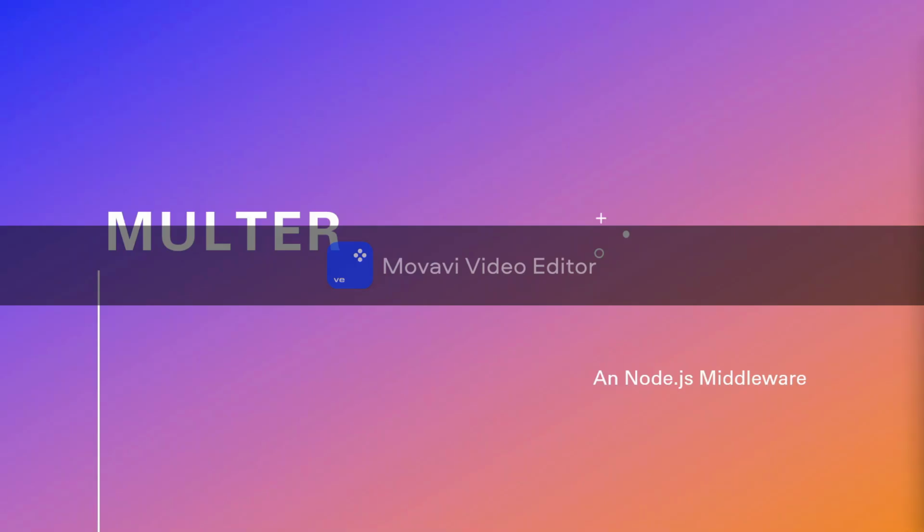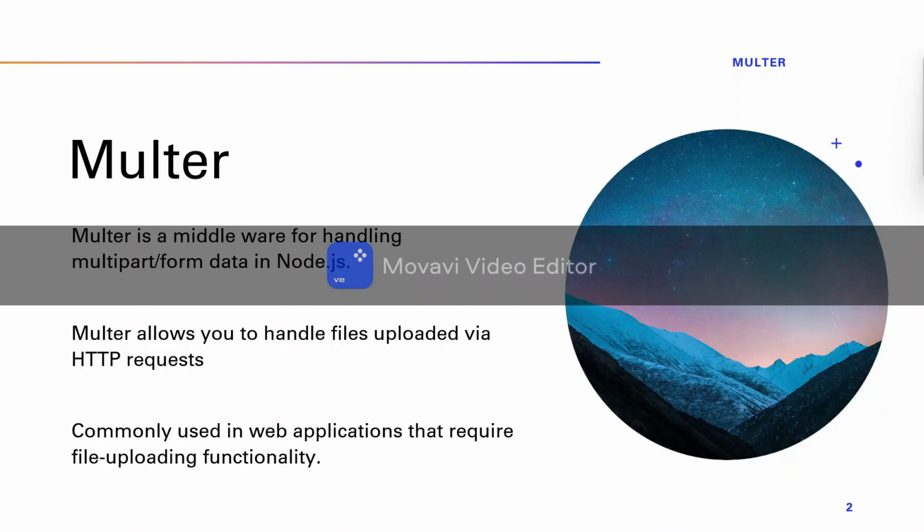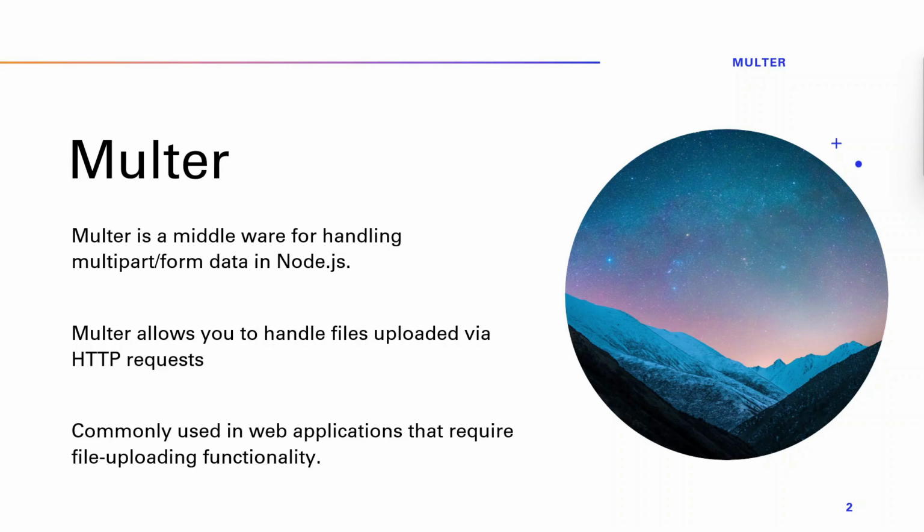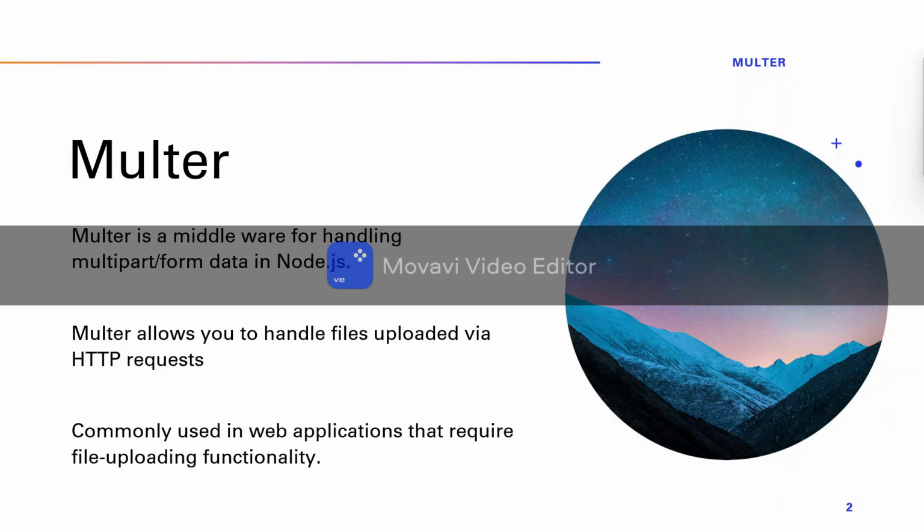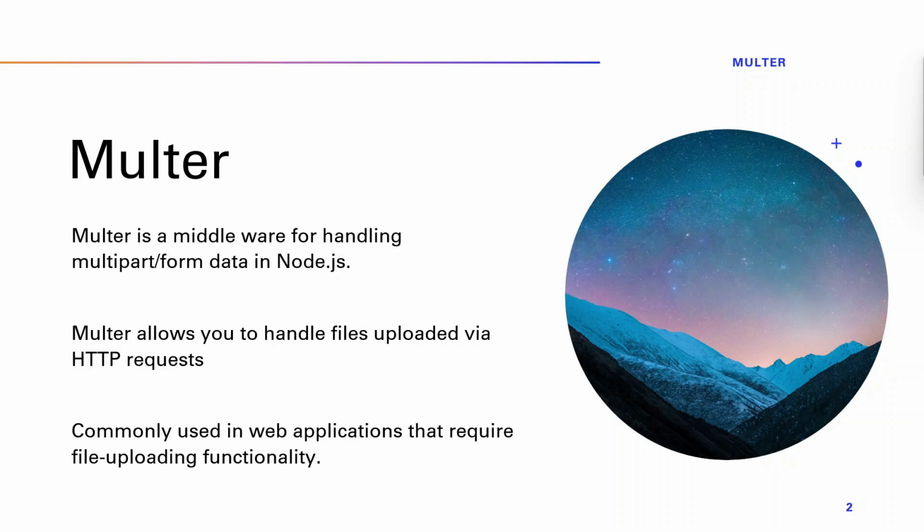Hello, this is my tutorial on how to use the Node.js Express middleware known as Multer. So what is Multer? Multer is a middleware for handling multi-part form data in Node.js, which is commonly used for uploading files. It is primarily used to handle HTTP requests that contain files, such as images, audio, and video. In other words, Multer allows you to handle files uploaded via HTTP requests and store them on a server.